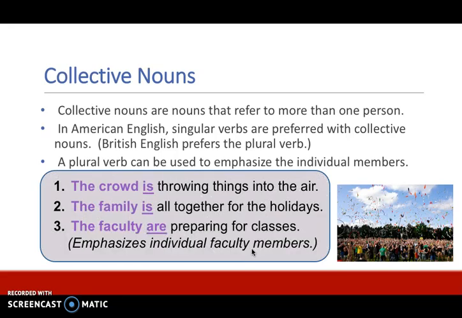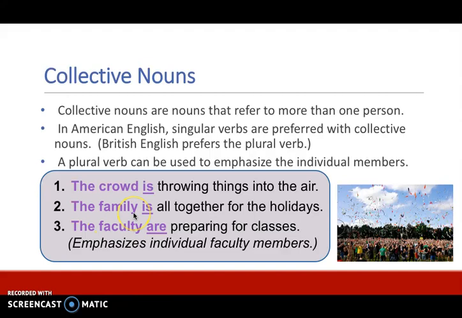Number 1, the crowd is throwing things into the air. Crowd is a collective noun because it's referring to more than one person. It's a group that includes many people. However, it is a collective noun, and so in American English, we usually use the singular verb with it. So the crowd is.